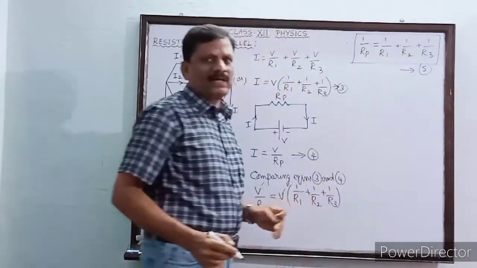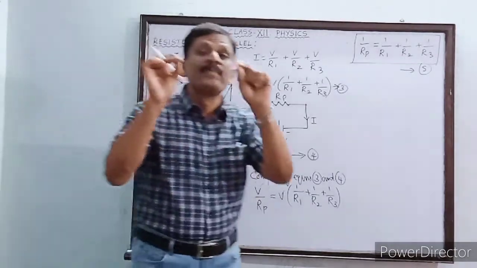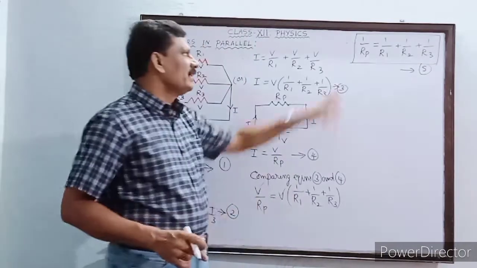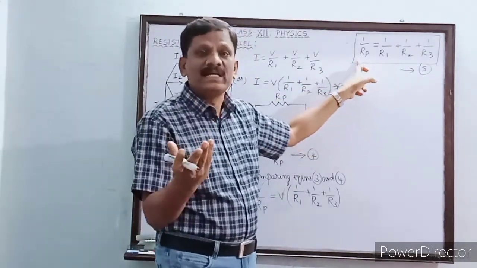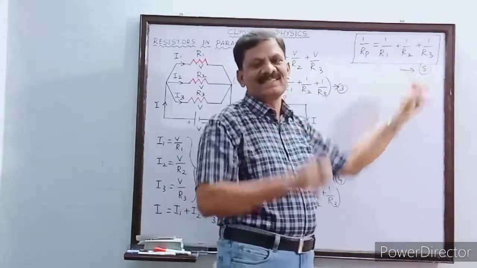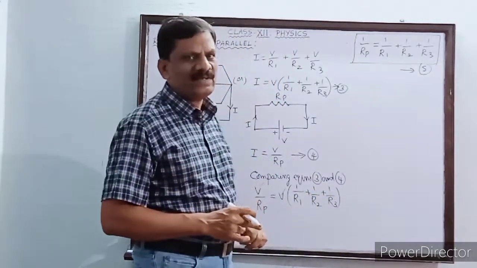What is the point we are inferring from equation number 5? The reciprocal of the effective resistance in parallel is equal to what? The sum of the reciprocals of the individual resistances. Is it not?